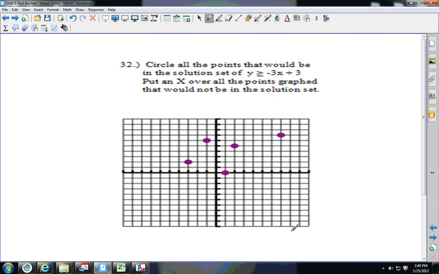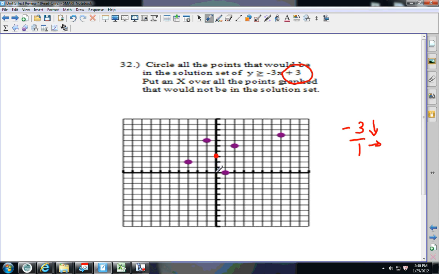Here's the next one. Circle all the points that would be a solution of y is greater than or equal to -3x plus 3. Put an X over all the points that would not be in the solution. So let's graph this first. Graph the y-intercept, 1, 2, 3. Then the slope, -3 over 1, down 3 to the right 1.